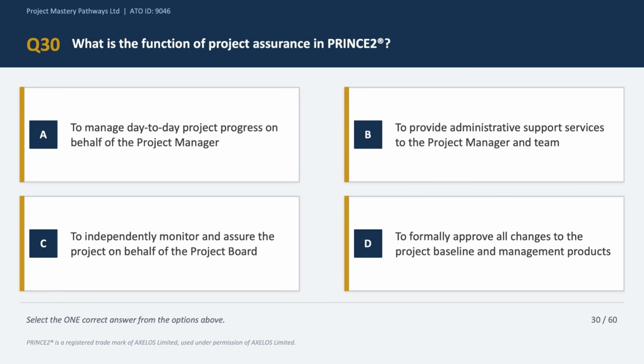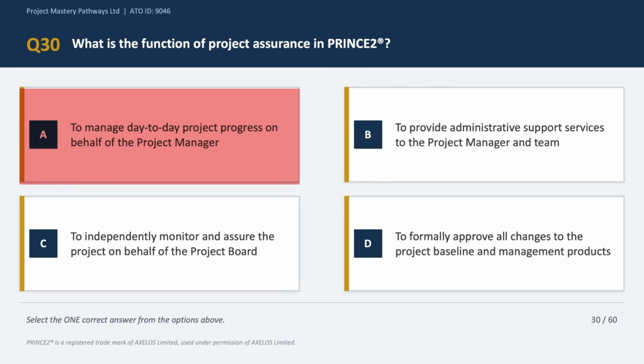Next, question number 30. What is the function of project assurance in PRINCE2? Let's look at the options one by one. Option A says to manage day-to-day progress on behalf of the project manager. Now that does not make sense at all, okay? Because the project manager manages day-to-day progress. Project assurance does not report to the project manager. It's a conflict of interest. So option A is incorrect.